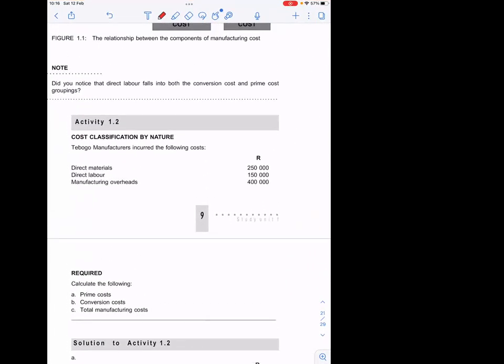Right. Cost classification by nature, they give us an example, then they say calculate the following. We have direct material, direct labor, manufacturing overheads. They ask us to calculate the following. Simple. They say prime cost. Now you take a step back and say, what comprises prime cost? Did we do it in class? Yes. Prime cost is equal to direct material plus direct labor. So to answer that question, I will come here and say it is equal to direct material 250K plus direct labor 150K. Total, I think, is 400.